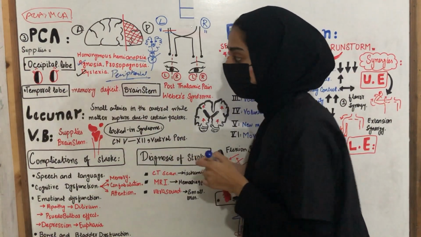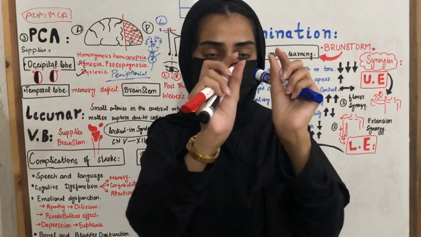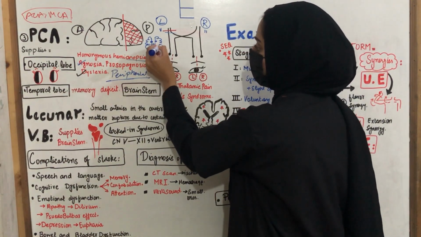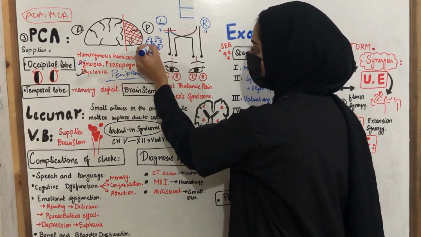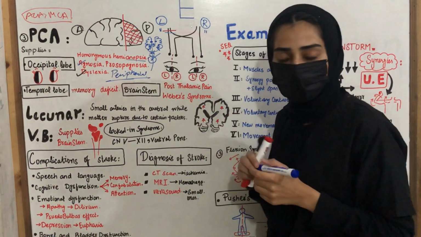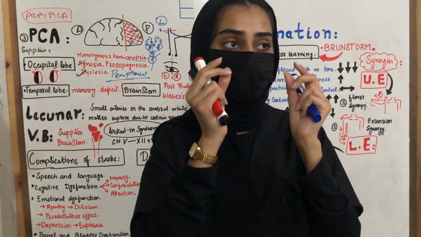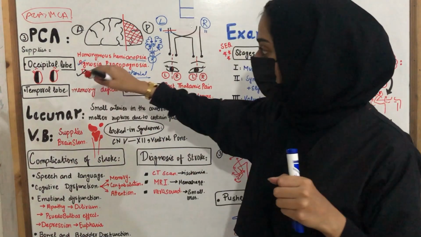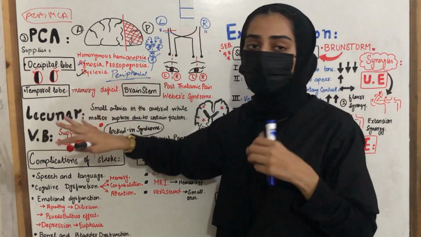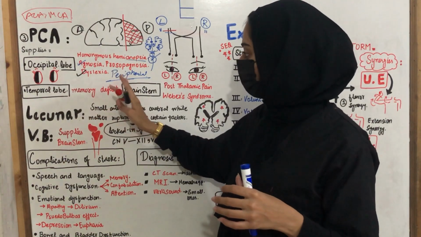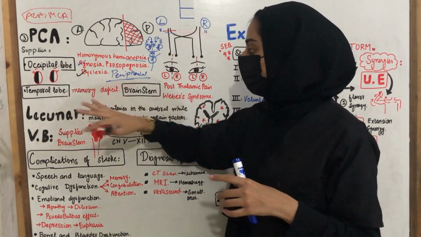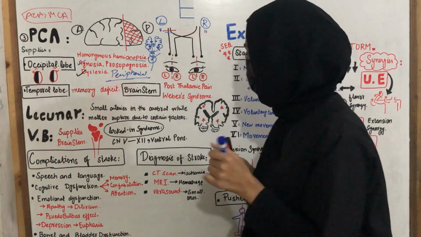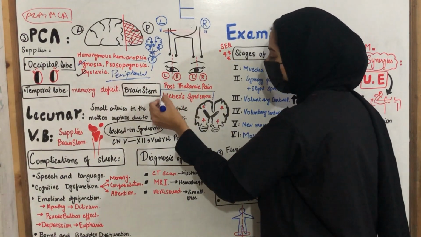Other than that, the posterior cerebral artery also supplies the inferior portion. There's a temporal lobe here somewhere, right here. So the inferior portion of the temporal lobe is also supplied by the posterior cerebral artery, and in there we have a small center that stores our memory. So in posterior cerebral artery syndrome, you will come up with memory deficit as well. And all of these symptoms that I've told you guys, post-thalamic pain and memory deficit, present due to PCA syndrome in the middle portion. Next is Weber syndrome, classic.